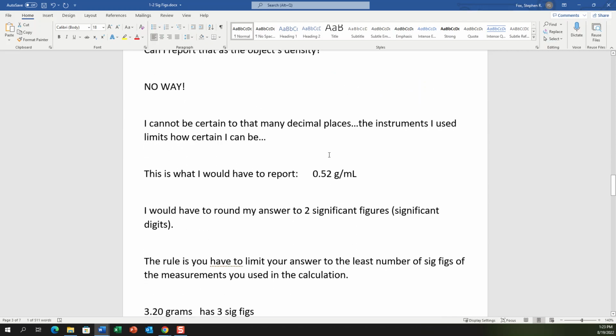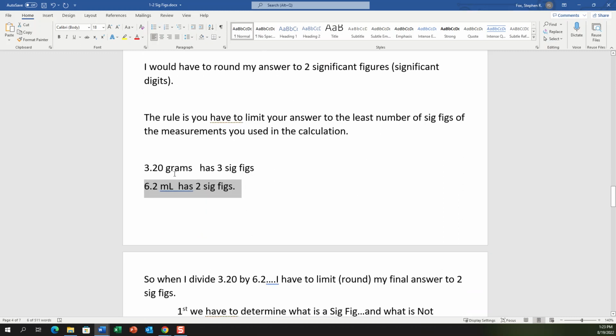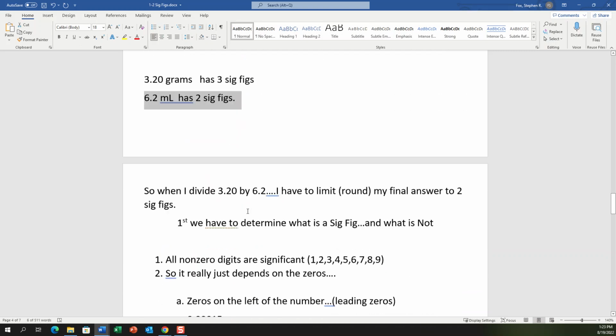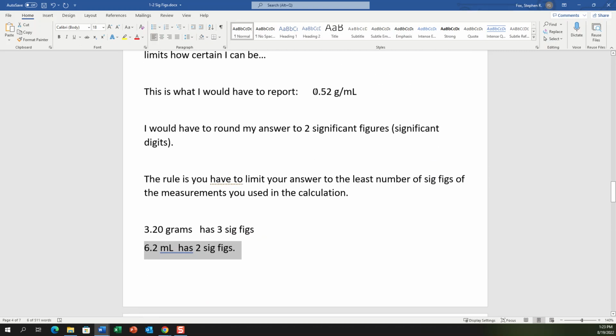So the rule is, when you multiply or divide measurements, you have to round your answer to the least number of sig figs of the measurements you were using. Again, this measurement had 3 sig figs, this measurement had 2. So when I take this measurement and divide it by that measurement, I have to round my final answer to 2 sig figs. So that's why I had to round to here.